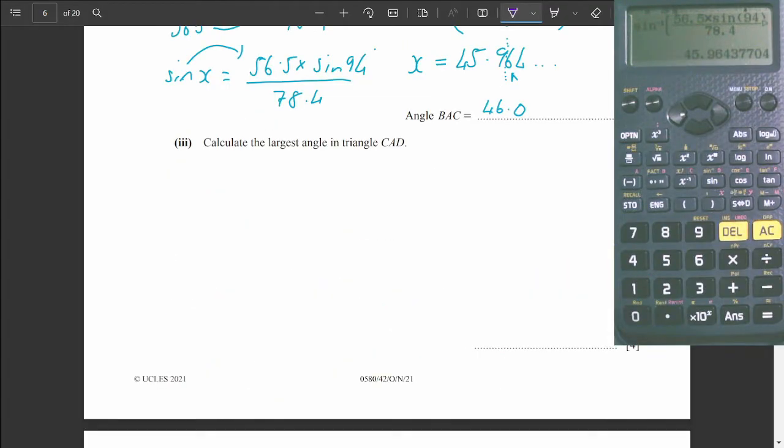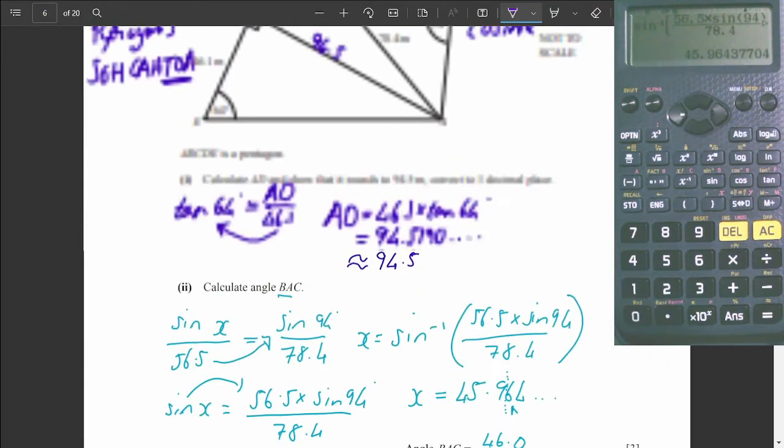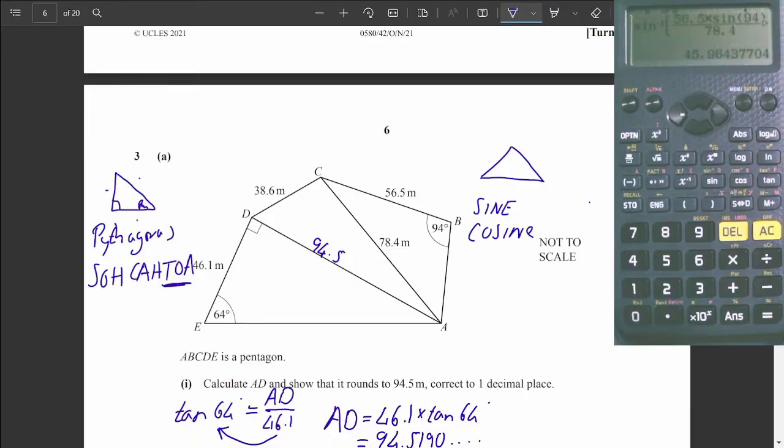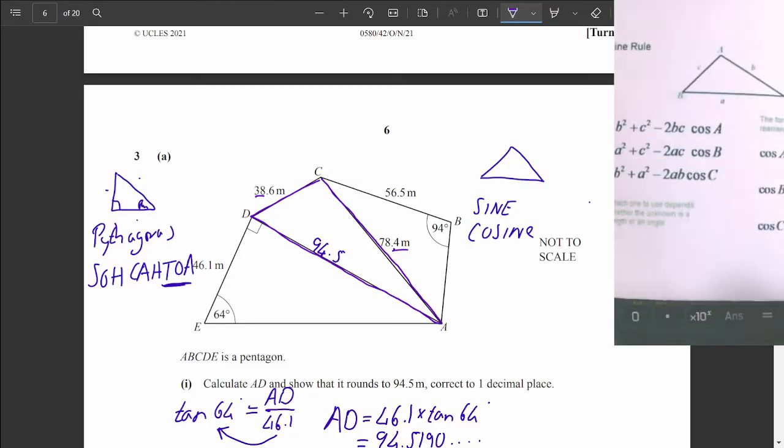Question 3a, part 3. Calculate the largest angle in triangle CAD. So let's have a look here. Triangle CAD. There it is. And what do we have in that triangle? We got 3 sides. Okay, now same as before. Sine rule is when we got opposite side and angle. When we got 3 sides, we're going to use the cosine rule.